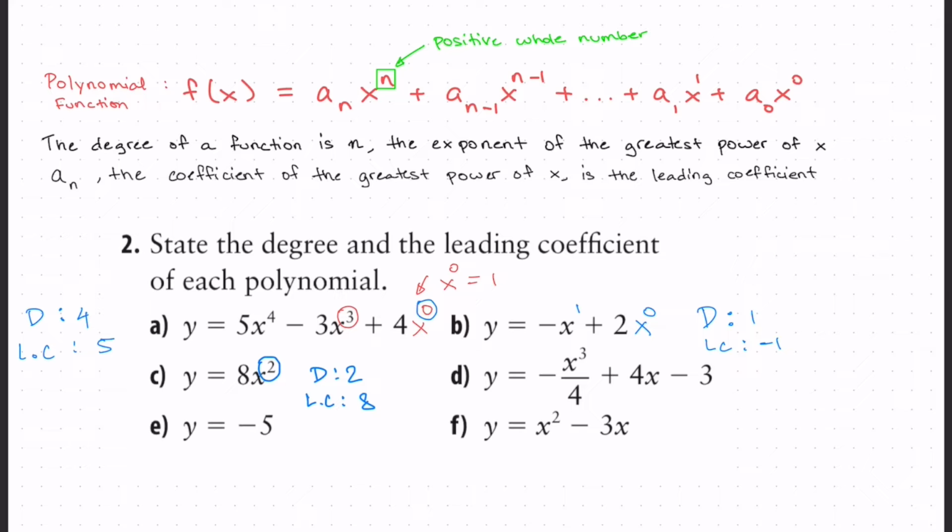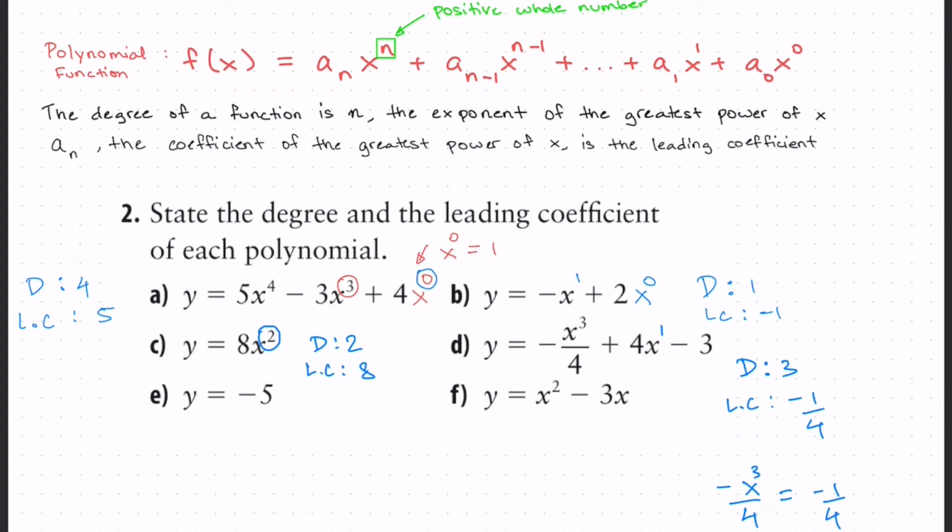Looking at part D, we have y equals negative x^3 over 4 plus 4x minus 3. So again, we already know by now that this 3 can be multiplied by x to the power of 0, and this will always be the lowest, so we can disregard that. So just looking at the first two terms, we see that this term has a variable raised to the power of 3, and this term has a variable raised to the power of 1. Since 3 is bigger than 1, the degree will be 3, and the leading coefficient in this case will be negative 1 over 4, because negative x^3 over 4 can be rewritten as negative 1 over 4 times x to the power of 3.